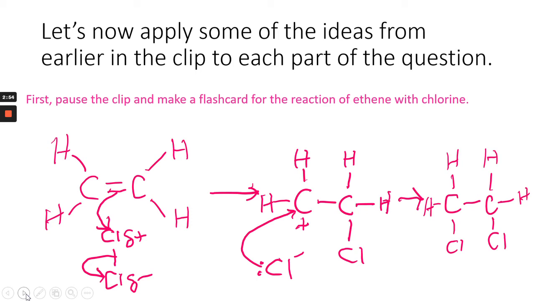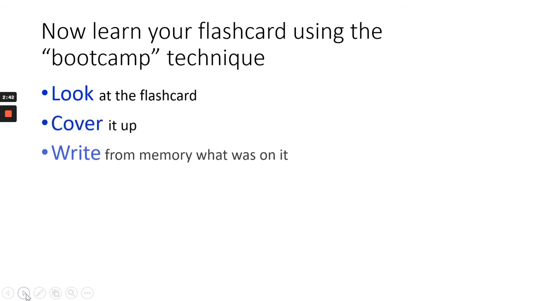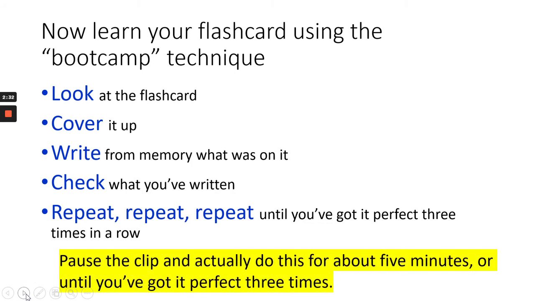Okay, so I'm now expecting you to have a flashcard of this next to you. So let's learn the flashcard using the bootcamp technique. That involves looking at the flashcard, covering it up, writing from memory what was on it, and then checking what you've written. And repeat this process until you've got it perfect 3 times in a row. So pause the clip and actually do this for about 5 minutes or until you've got it perfect 3 times.